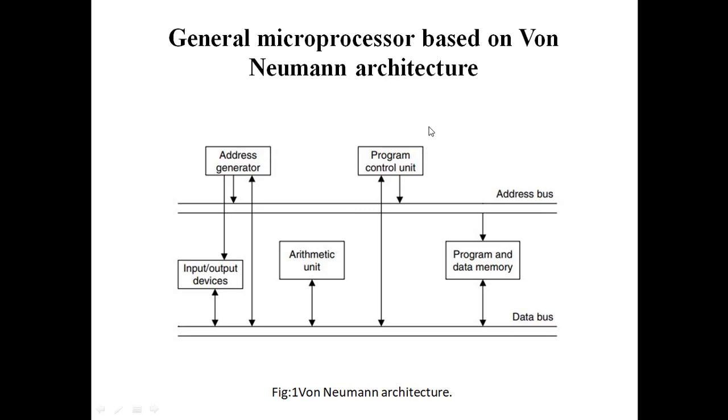General microprocessors based on von Neumann architecture look something like this. Here the program and data memory are shared in a single physical memory, and the data bus is also shared with the program memory, program control unit, arithmetic unit, and input output devices. The execution of the instructions is performed in a serial fashion, in the sense it will fetch the instruction first and then execute the instruction.